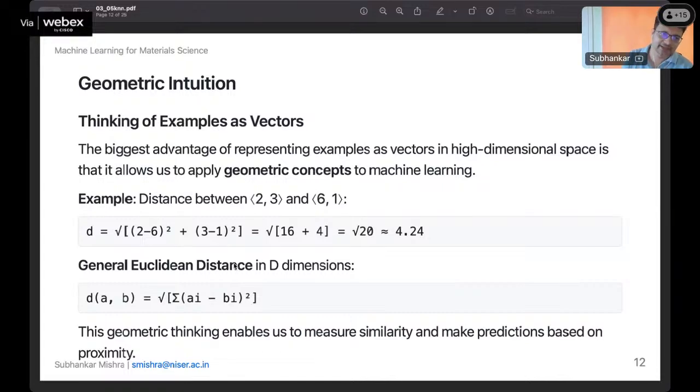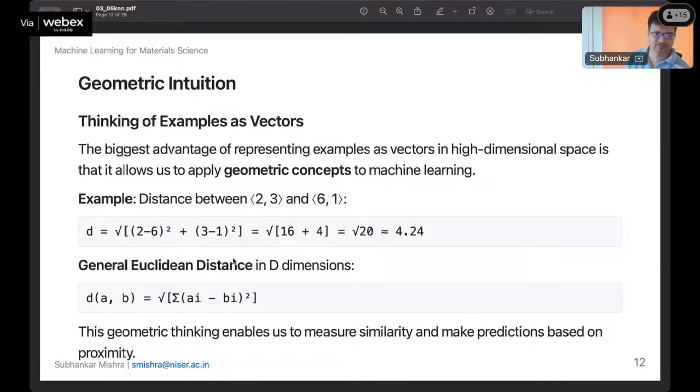Now the geometric intuition behind it, of course, is that KNN relies on what is nearest, and nearest we find out through some metrics of distance. Then all the geometric concepts come into the picture. So this is one of the biggest advantages. Once we start representing vectors in high-dimensional space, we can apply geometric concepts to machine learning, especially the KNN thing.